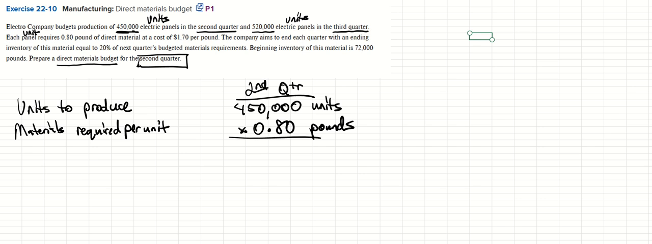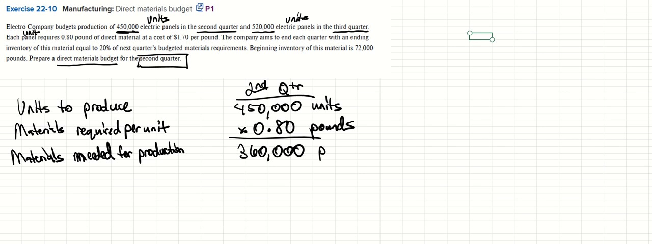Okay, so this is going to give us, well, I'm jumping ahead of myself. So materials needed for production, converted into pounds, is going to be 360,000 pounds. All right.